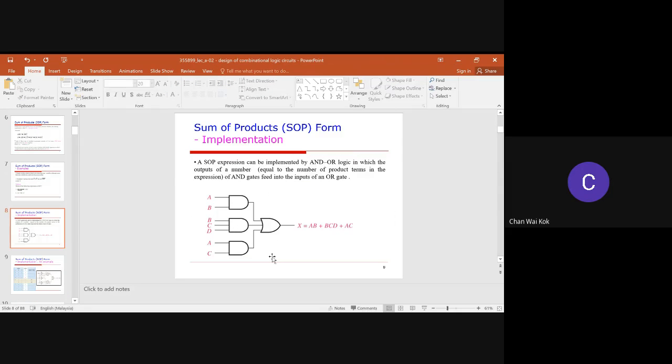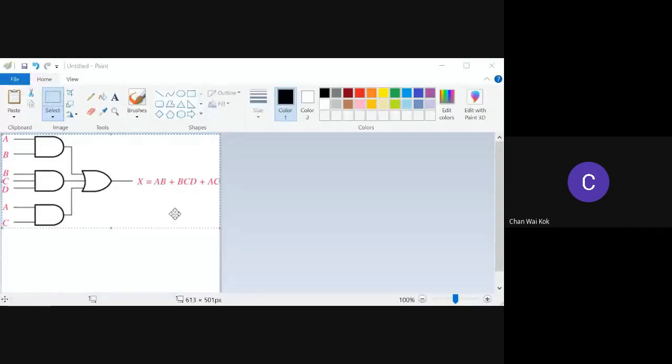Okay, so in this example, first you go through all the AND gates. Okay, then you add them up together. Okay, so let's do an example. So I stop sharing for a while. I'm going to show you the circuit simplification process. I'm going to share the MS Word. Okay, so this is the circuit you have just now, isn't it?